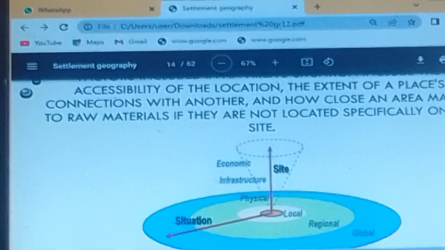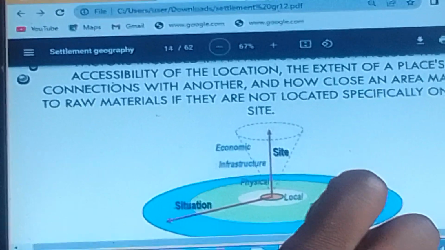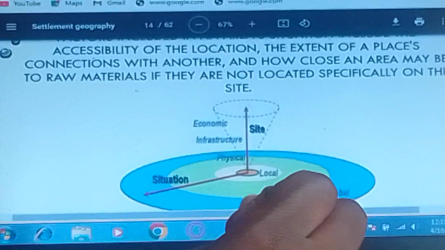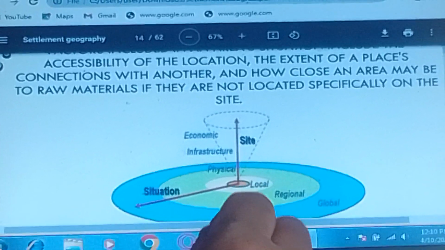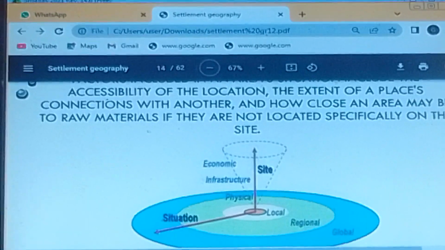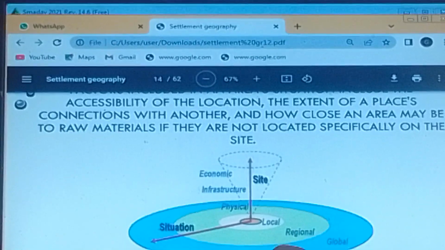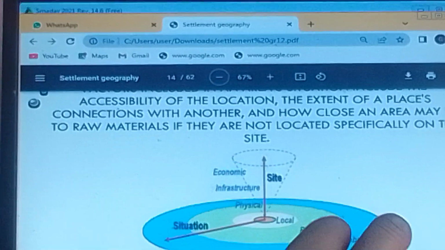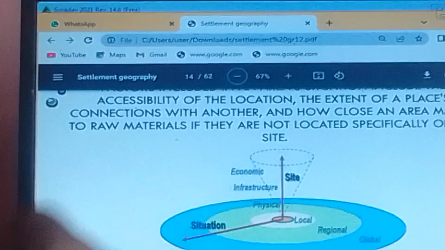I hope you enjoyed the lesson. So the lesson for today was basically looking at the definition of settlement, site of a settlement, situation of a settlement. These are some questions that make it easy for you to collect as many marks as possible.